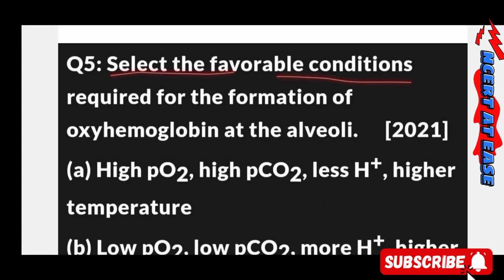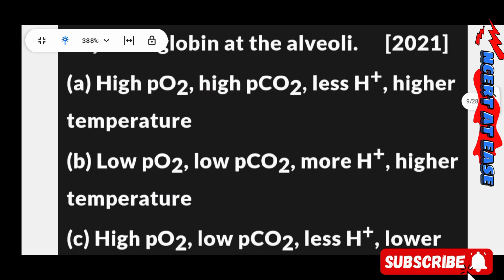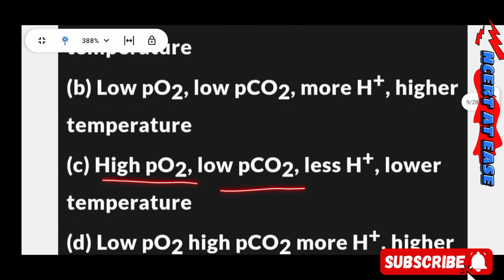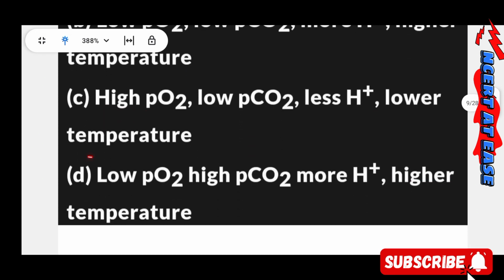Select the favorable conditions required for the formation of oxyhemoglobin at the alveoli. High PO2, high PCO2, less H positive, high temperature. Low PO2, low PCO2, more H positive, high temperature. High PO2, low PCO2, less H positive, lower temperature. Low PO2, high PCO2, more H positive, high temperature.